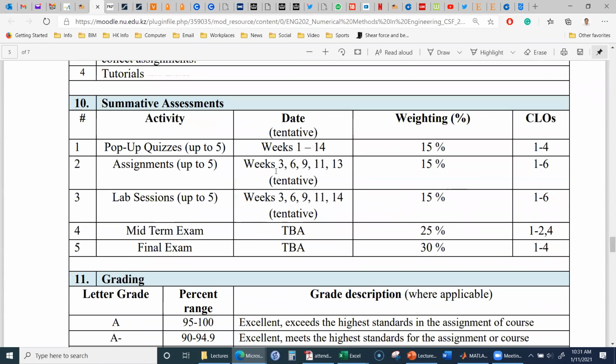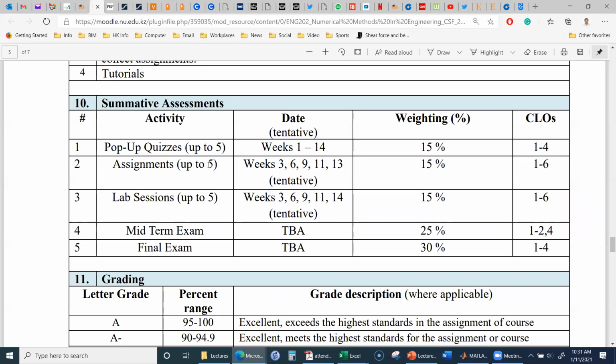The next important thing for you to see is that there will be some quizzes. Okay, about 5 quizzes which will have a weightage of about 15%. And there will be about 5 assignments with the weightage of 15%. Lab sessions also up to about 5, about 15%. So we have used the words up to. So up to means the maximum. Okay, so you may have even 4, but maximum 5 quizzes, assignments, lab sessions, etc.